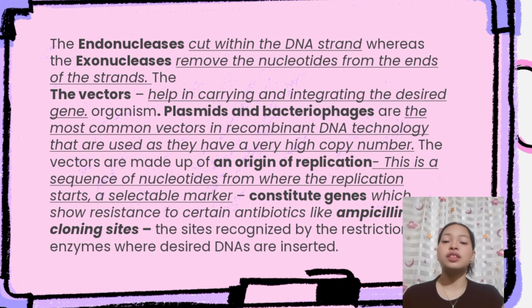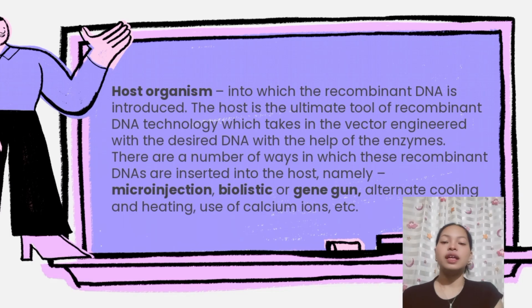This is the sequence of nucleotides from where the replication starts. A selectable marker constitutes genes which show resistance to certain antibiotics like ampicillin, and cloning sites, the sites recognized by the restriction enzymes where desired DNAs are inserted. Next, the host organism, into which the recombinant DNA is introduced.